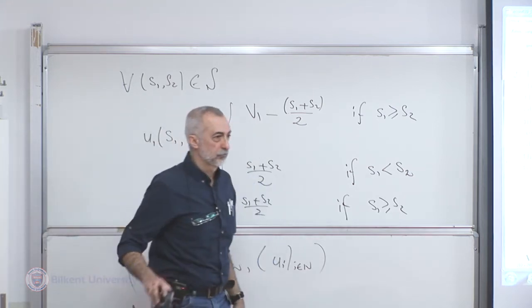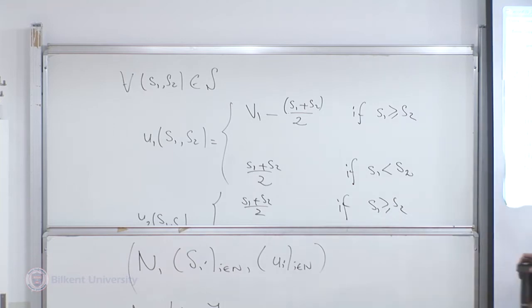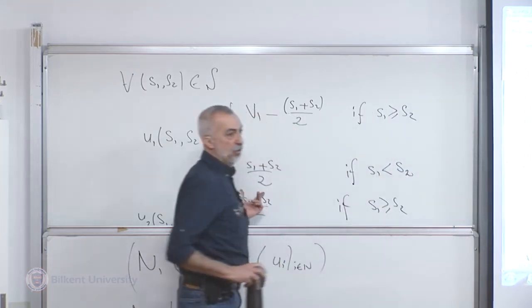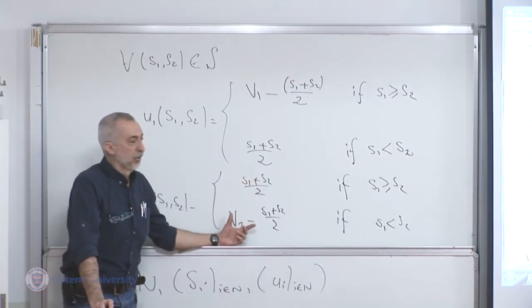Sir? We take S2 constant and maximize, find the maximizers of the function if it exists. Okay?